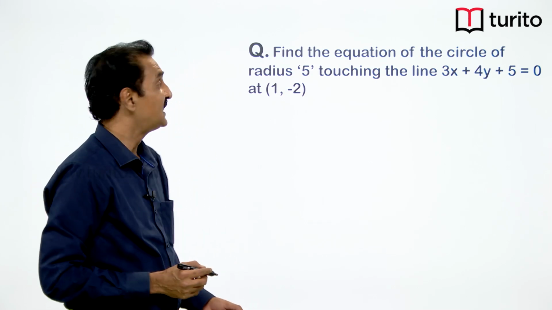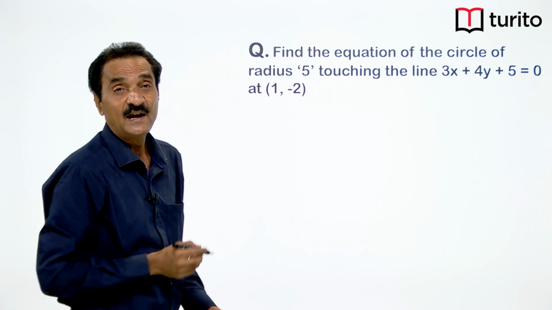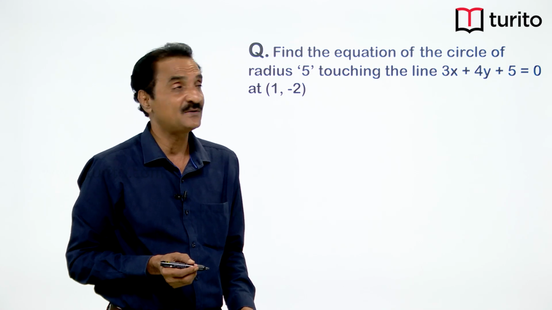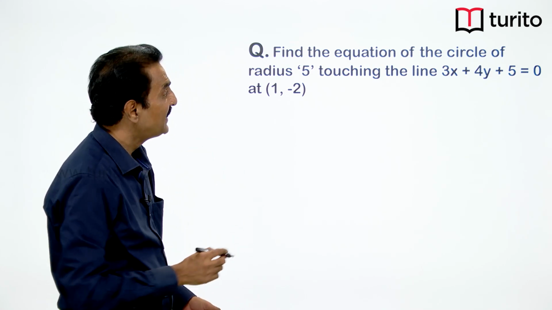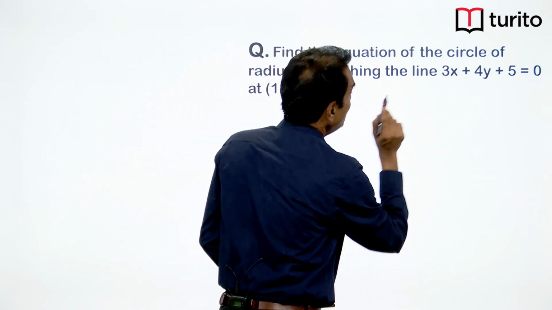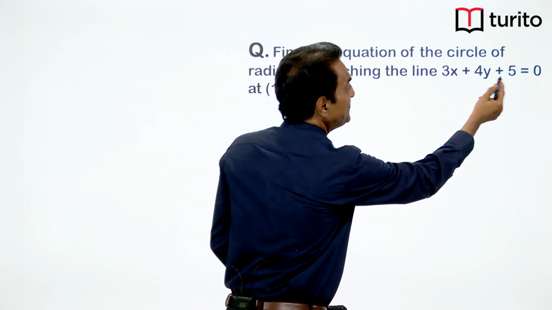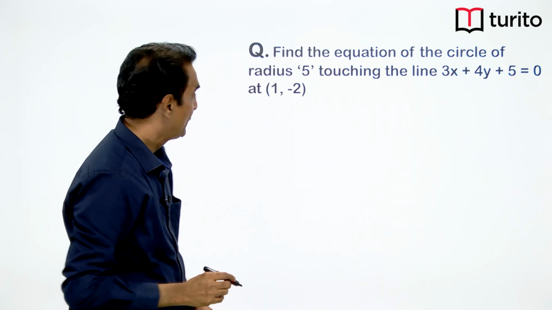Find the equation of the circle of radius 5 touching the line 3x plus 4y plus 5 is equal to 0 at (1, minus 2). First let us check whether this point is on this line or not. Substituting, 3 minus 8 plus 5, it lies on the line.